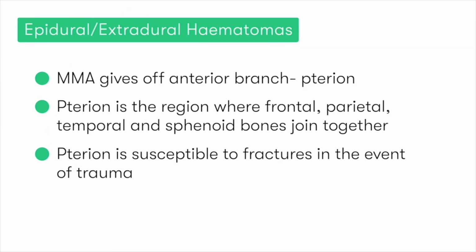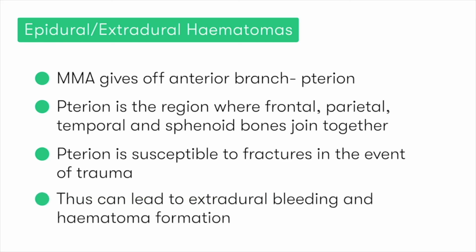Anatomically, being the fusion point of so many bones makes the pterion a relatively weak area compared to the rest of the skull. And therefore, significant trauma to this area can cause internal displacement of the bone, in turn injuring the anterior branch of the middle meningeal artery, and thus leading to bleeding into the extradural space.